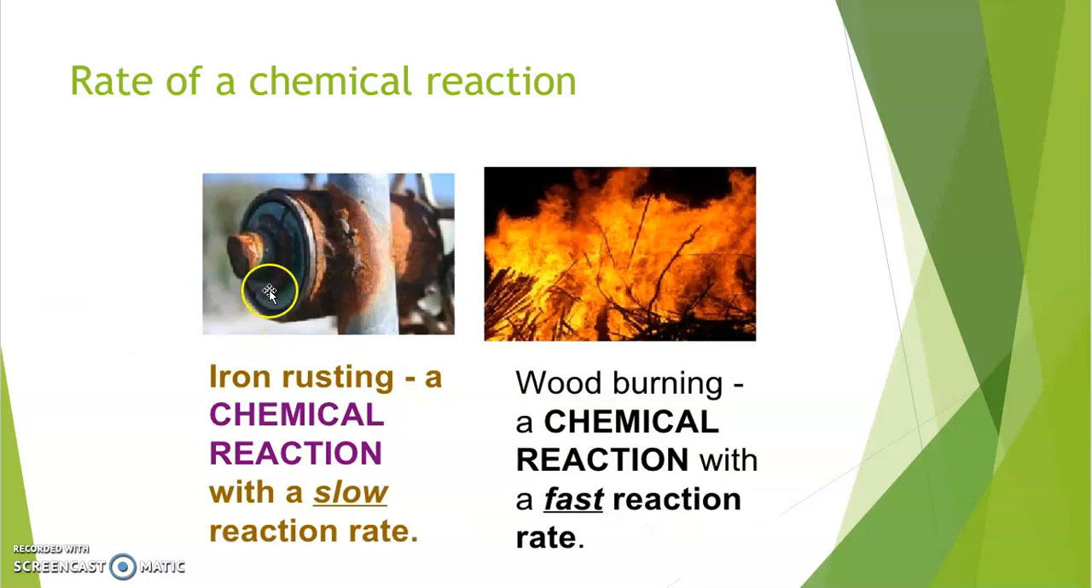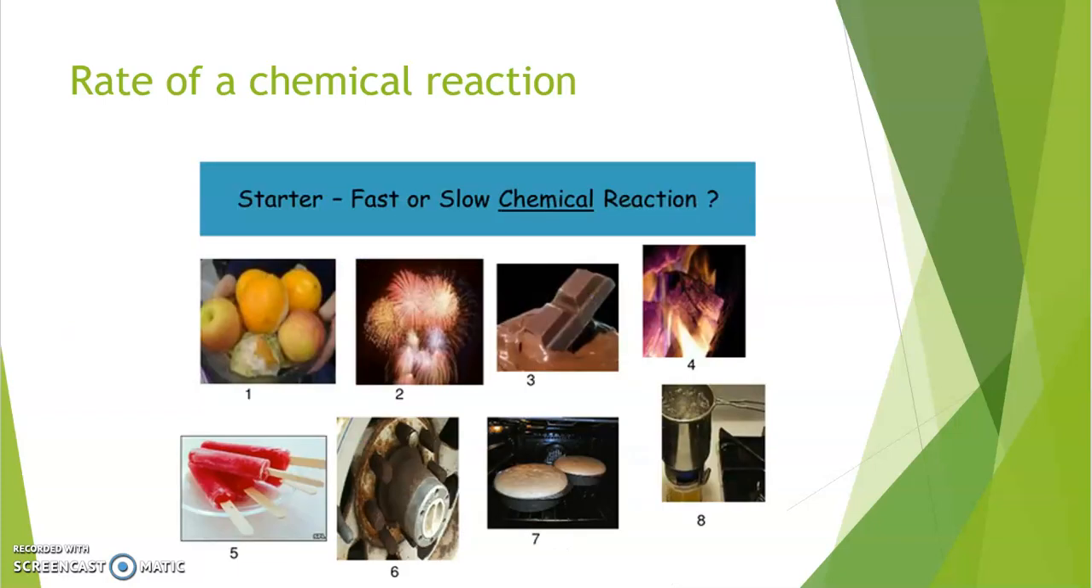Now, as you can see here, this is rusting, which is a slow chemical reaction. It takes place very slowly. Wood burning, it's a chemical reaction with a fast rate. So this has higher speed than rusting. Take a look at these pictures. I want you to think which of these are fast and which are slow chemical reactions.